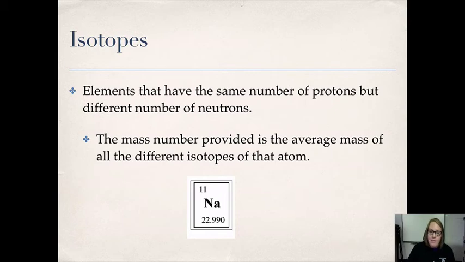Isotopes are elements that have the same number of protons, but they have different numbers of neutrons. The mass number that we are provided is the average mass of all of the isotopes of that atom. So you may have an atom of sodium that has 11 neutrons, or you may have an atom of sodium that has 12 neutrons. Those are both isotopes of each other. Remember that isotopes of each other are always going to be the same element. They will always have the same number of protons, and they will always have the same element number.